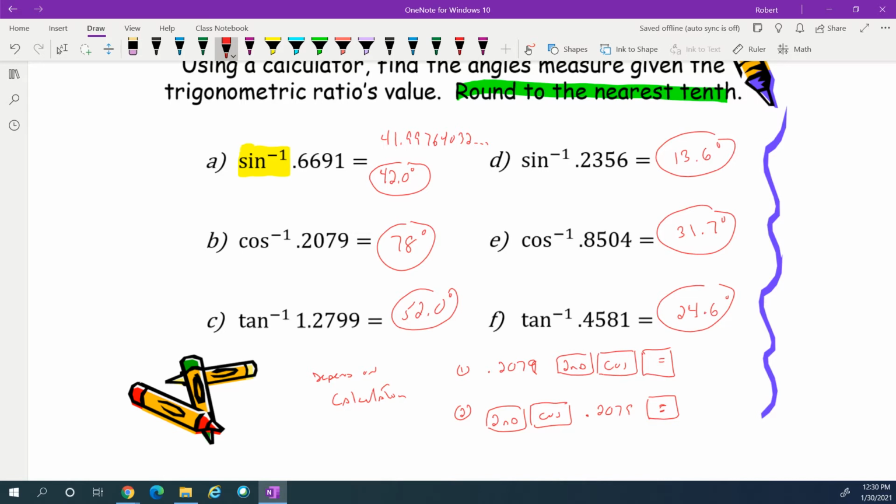We have to tell the calculator, right? The calculator expects the angle and gives us the decimal. We have to tell the calculator we're going to do this one backwards. We're going to give you that decimal, you give me the angle. So we're telling the calculator that we're doing it backwards. To keep it simple, just think about it that way.